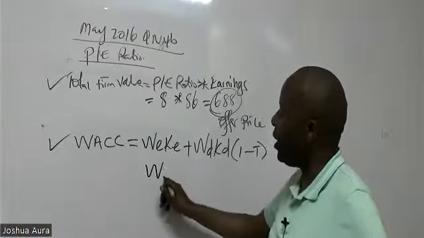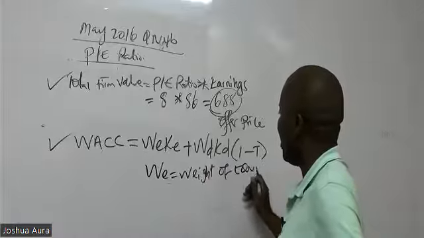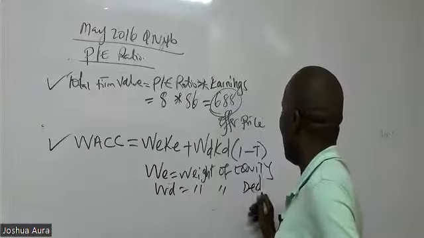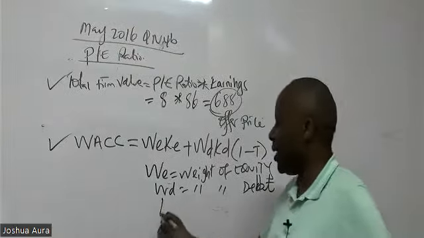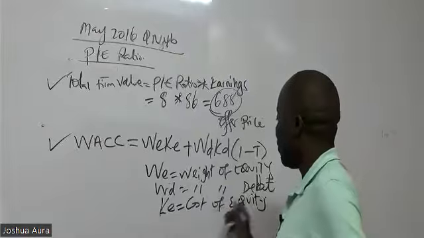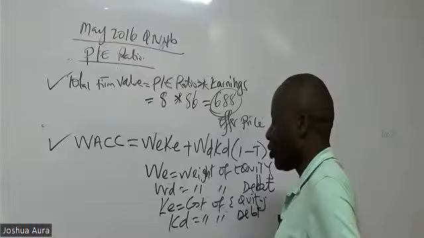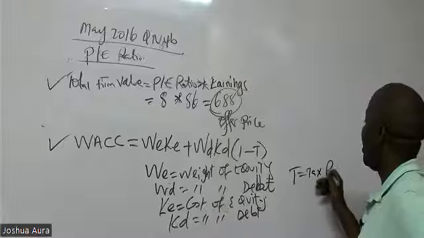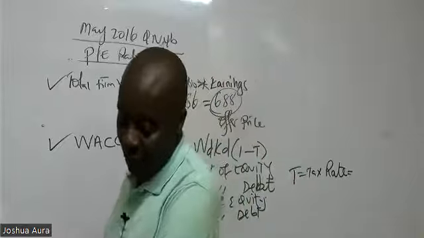When we talk of WE, this is the weight of equity. When we talk of WD, WD is the weight of debt. When we talk of KE, KE is the cost of equity. When we talk of KD, this is the cost of debt. And lastly, T is the tax rate, which in this question has been provided to us before the required section.